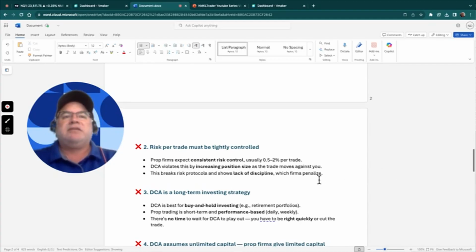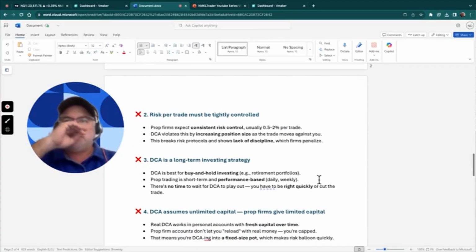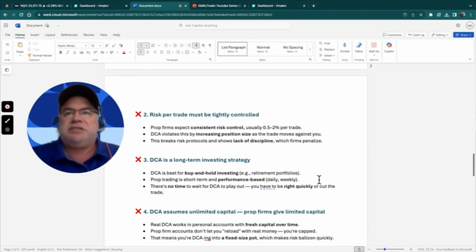Now, why is DCA an investment strategy? Because it's a long-term investing strategy, not a short-term one. DCA is best for buying and holding retirement portfolios. Okay. A lot of us do that in those. Prop firm trading is short term and it's performance based. It's a daily challenge out there. There's no time to wait for DCA to play out. You have to be right quickly or cut the trade.